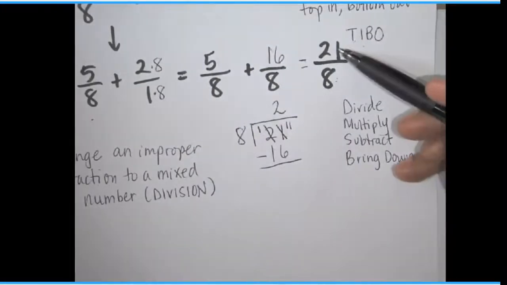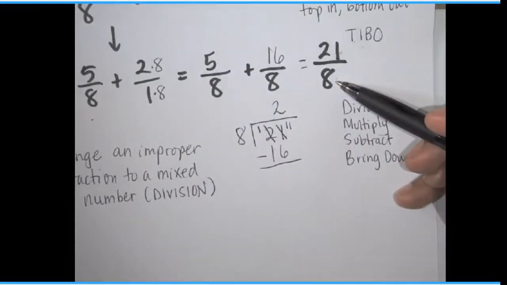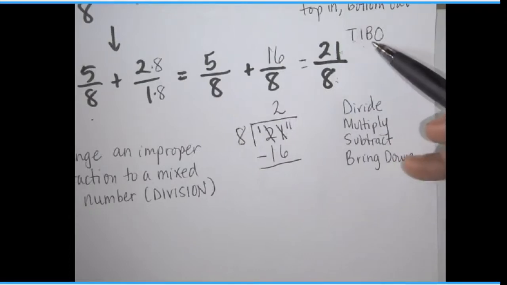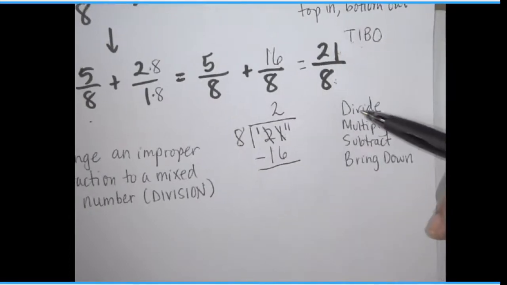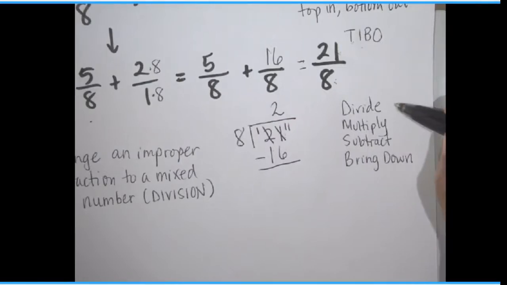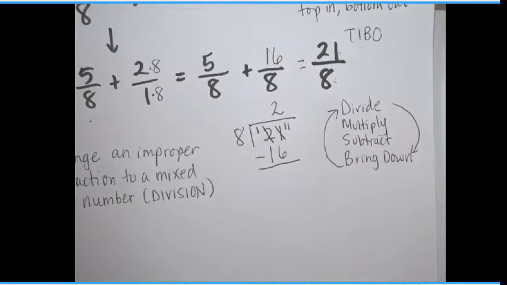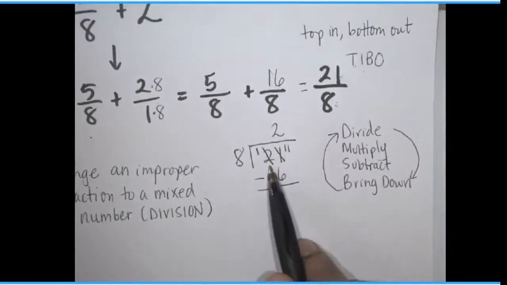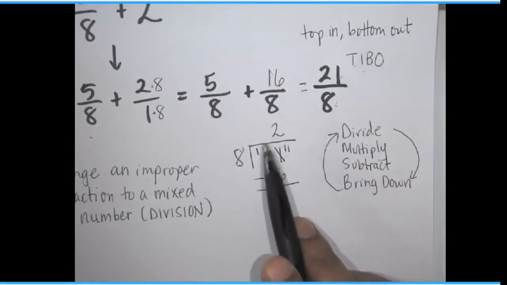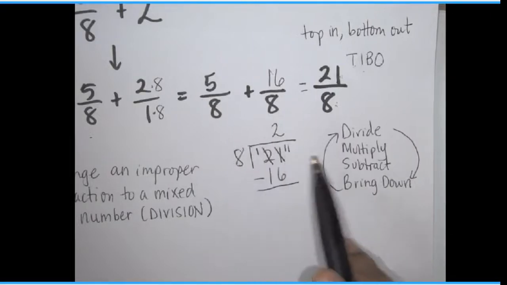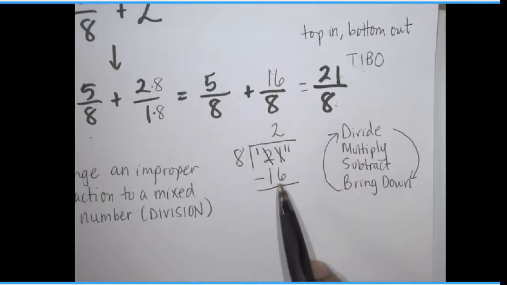So one more time, we got an improper fraction. We want to change to a mixed number, so we have to do our division. So that Tebow is what sets up our division, and then I'm going through my division cycle. So you start this way, you bring down, and then you start again. So it's a cycle. Okay, so again, 8 goes into 21. I said 2 times. Now I'm multiplying. So that takes care of the M. 8 times 2 is 16.